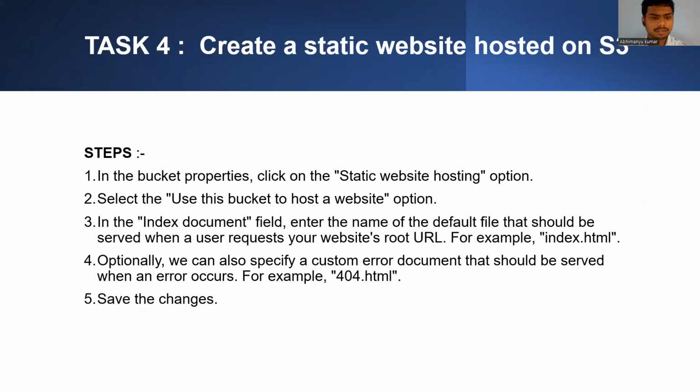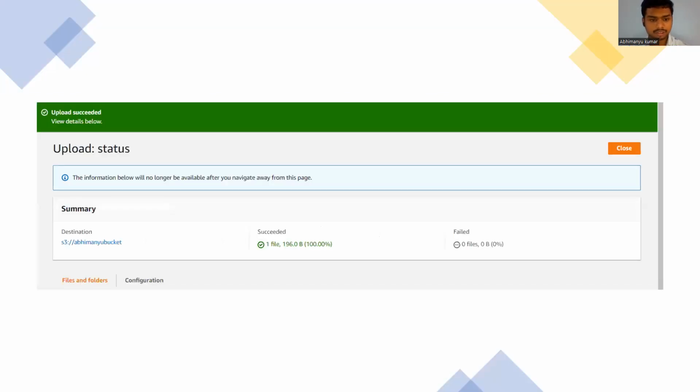The next task is to create a static website hosted on S3. We can host a static website on S3 also. To do that, we create an HTML file for our website and upload it like we uploaded the PPK file. We can upload the HTML file under the bucket, and then we can get a link to our website. I can show you in the demo.